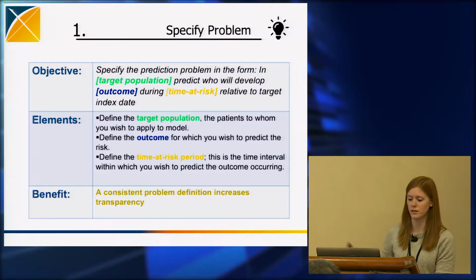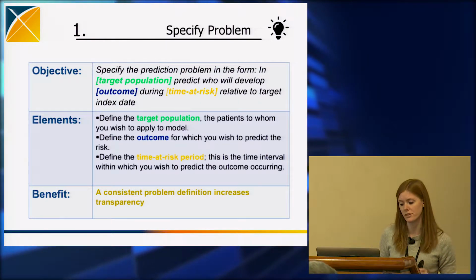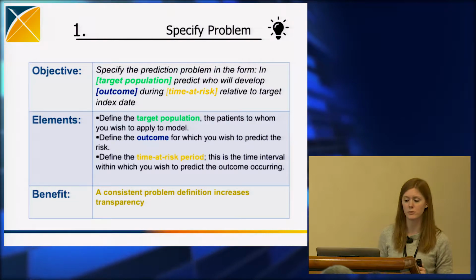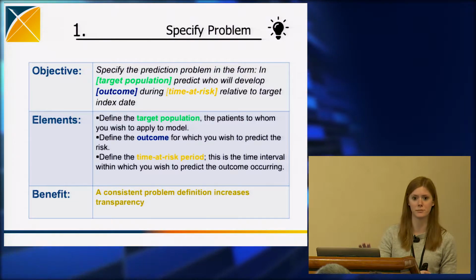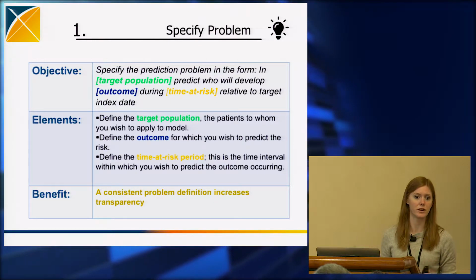The benefit of having this whole standardized problem definition is that we want it to be transparent. So if you write a paper and you've written this problem in this format, anyone who looks at it can see what you're actually predicting.